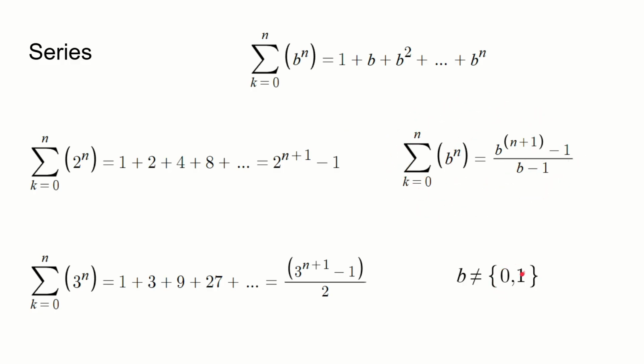And then even these are technically true if we take the limit. So the limit as b goes to 0, this is still true. And the limit as b goes to 1, this is still true. But explicitly, we can't use these because they're technically undefined. All right, and that is series.